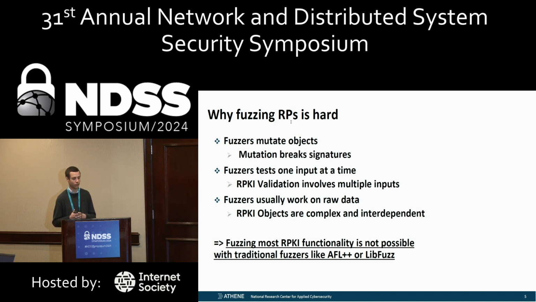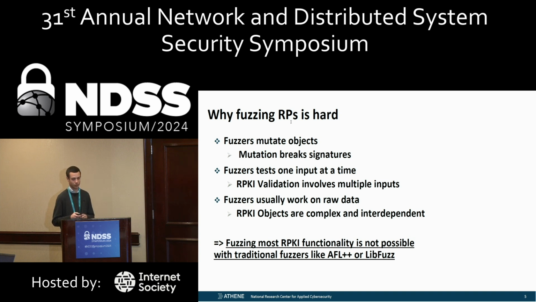And then the last thing is that fuzzers usually work with raw data. And the RPKI objects are very complex. They have a lot of fields. They have a very delicate structure. So you will have a hard time with a normal fuzzer to reconstruct these objects, and therefore generally parsing will fail and you won't reach any deeper parts of the code of the software.